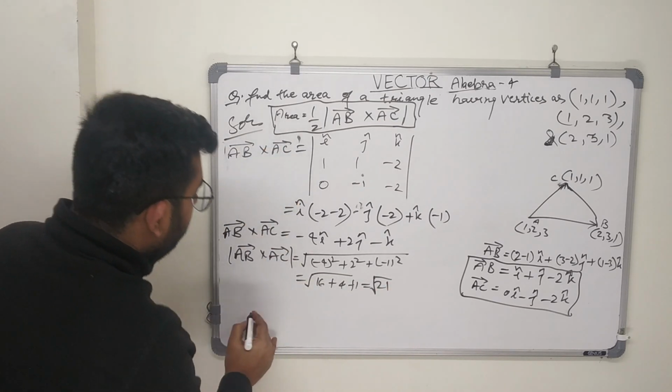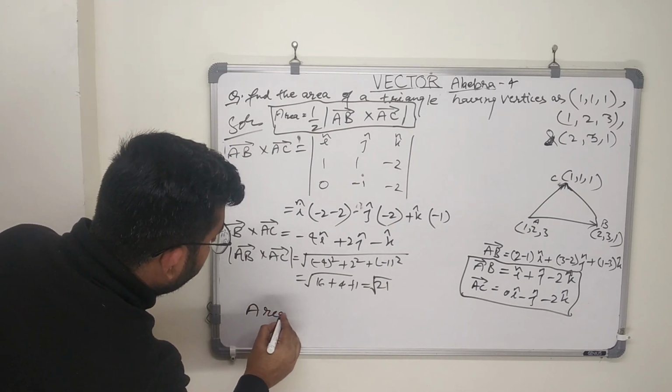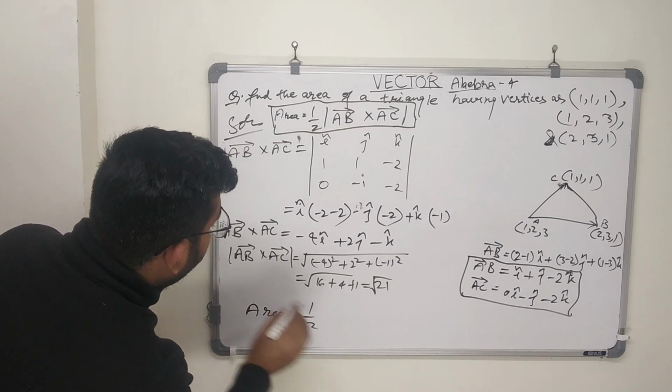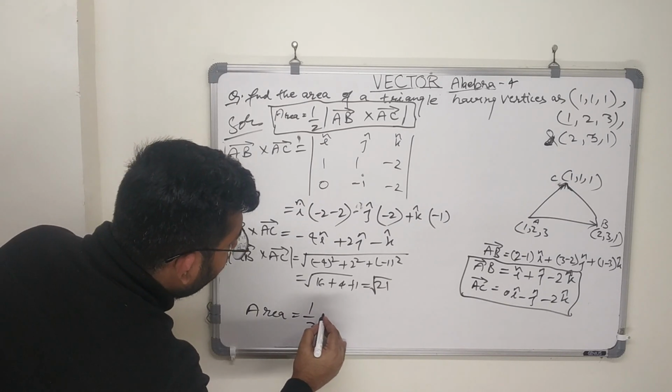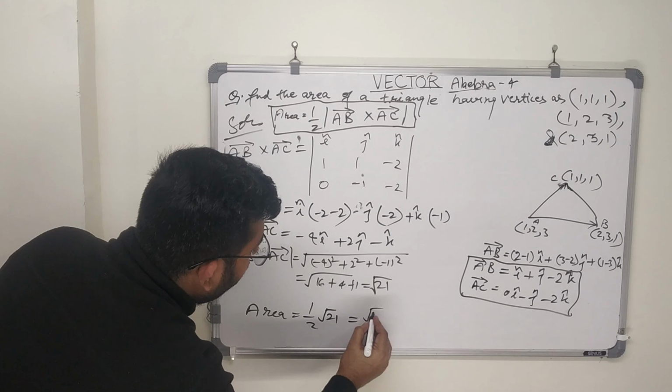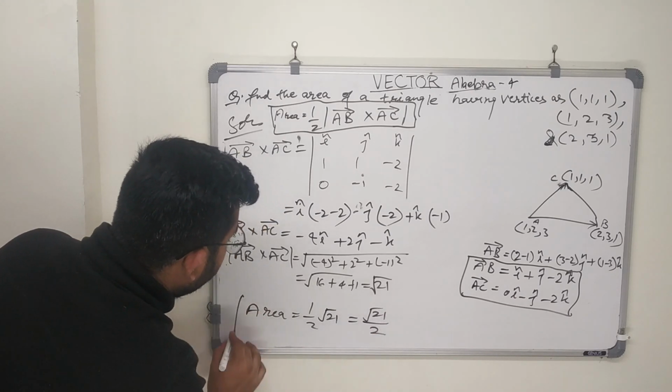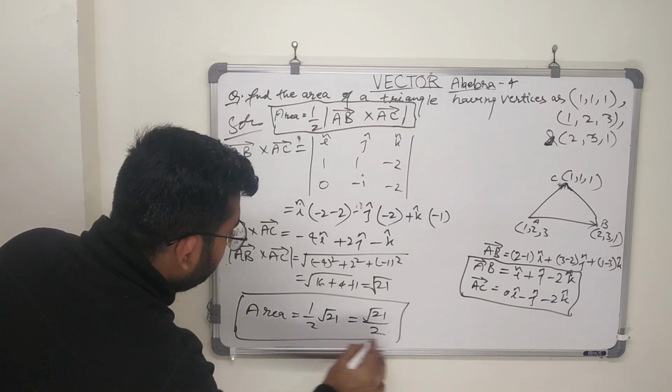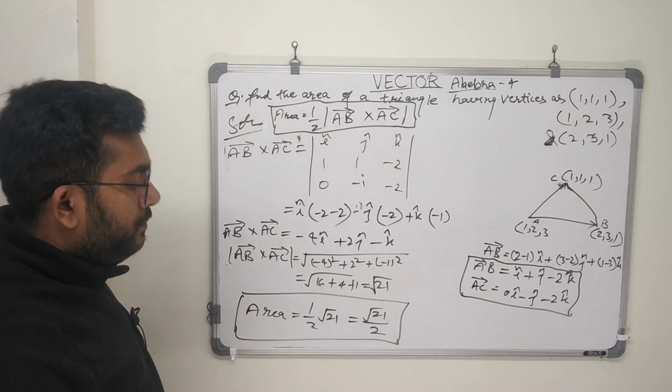So now area will be equal to half of this magnitude, that is equal to under root of 21. So this is equal to under root of 21 upon 2. This is the answer for this question. So please note it down.